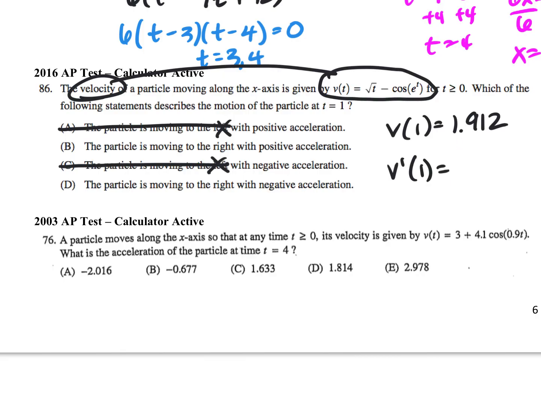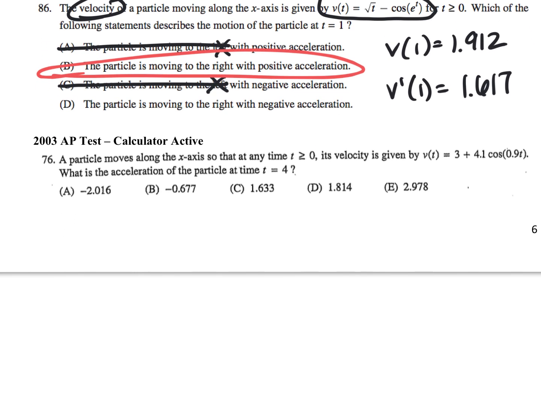Did anyone else get 1.617? My acceleration was what sign? Positive. So what are we going to say? B, you said, Sade? So good. Again, calculator active says velocity is given by this. What is the acceleration at 4?